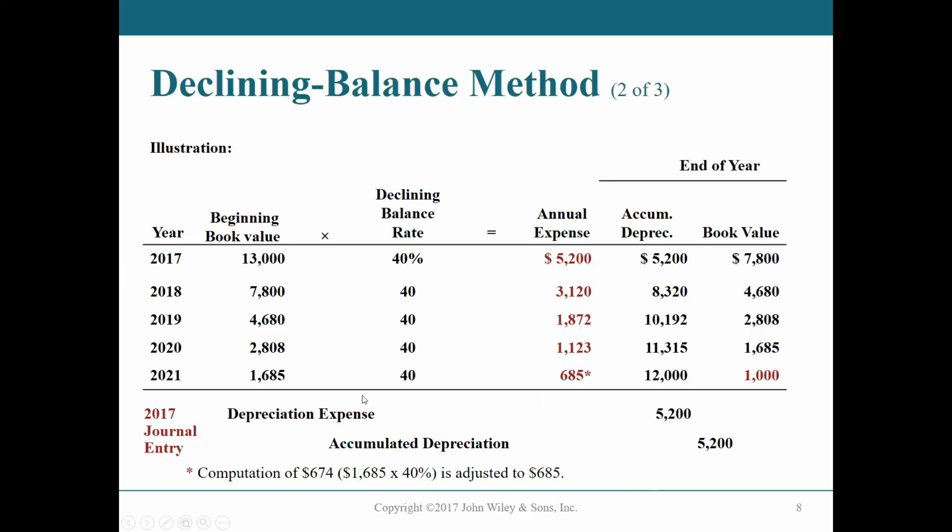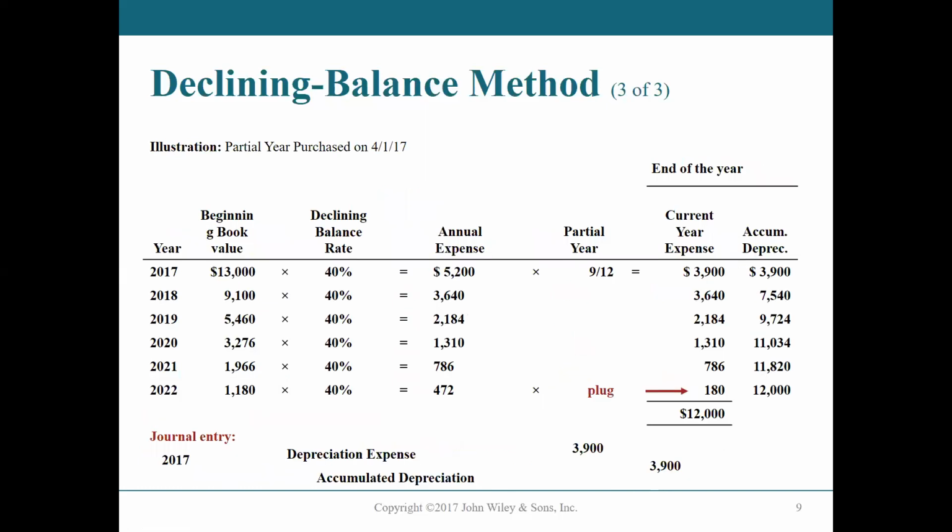Still though, your journal entry always looks the same. It's a debit to depreciation expense and a credit to accumulated depreciation. That's always the same. The next slide just shows us that the same thing could happen where they do a partial year on that first year and then a partial year at the end. Again, just know that not all assets start their useful life on January 1st. That'd be nice if they did, but we buy things the other 364 days of the year. So we have to be prepared to calculate a partial year.